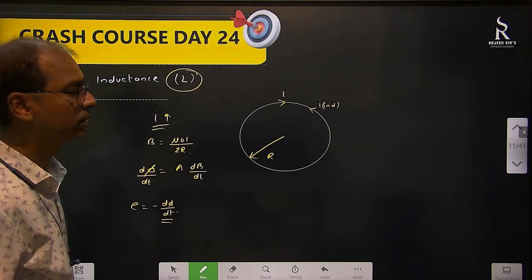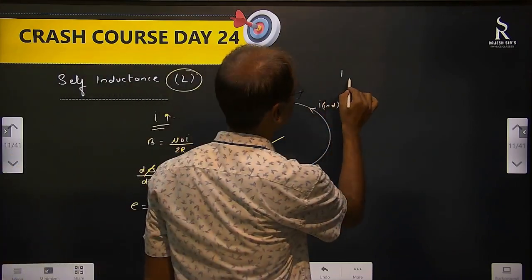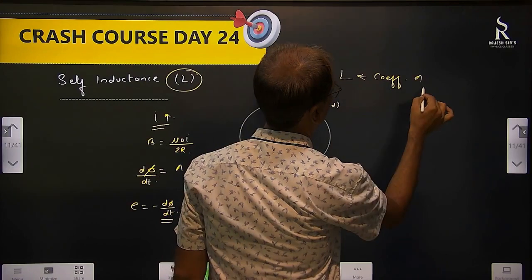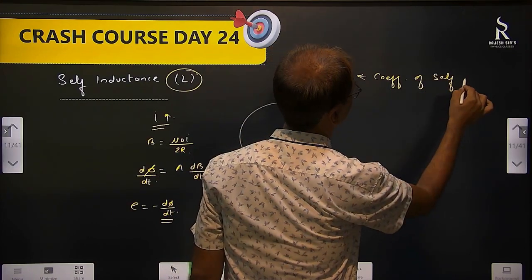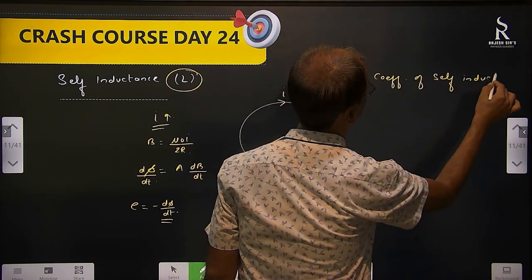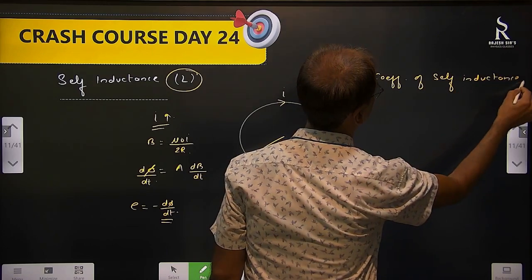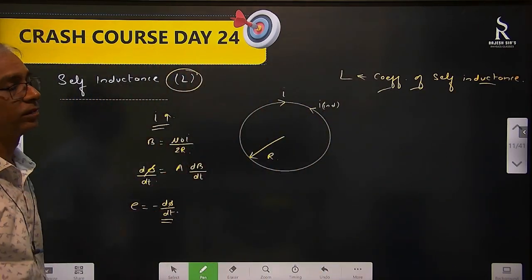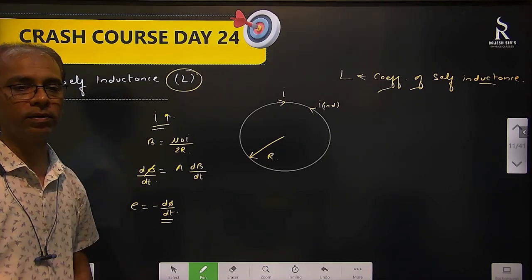Okay. So this process is called self-inductance, and this L is the coefficient of self-inductance. What is L here? Coefficient of self-inductance. Now we have to find this L. We understood the process of self-inductance, but now we want to find this L value.